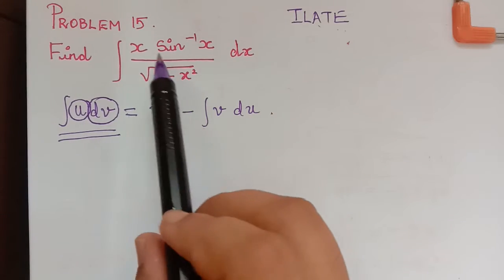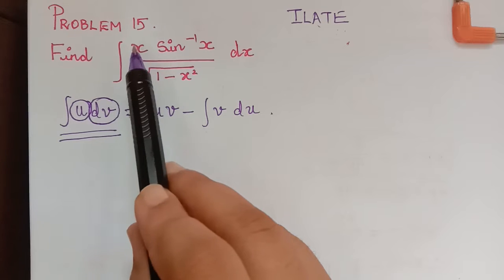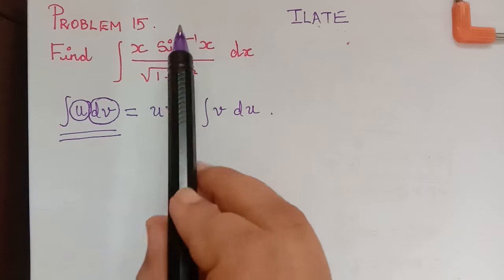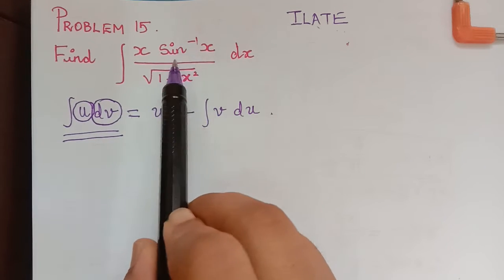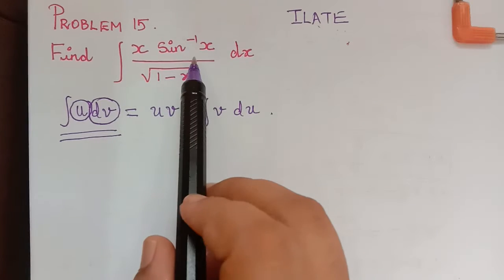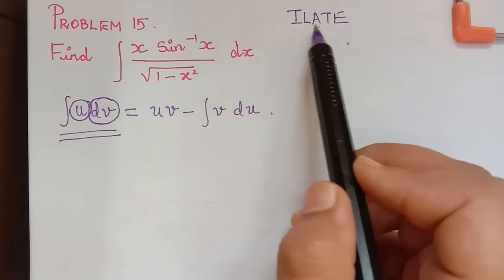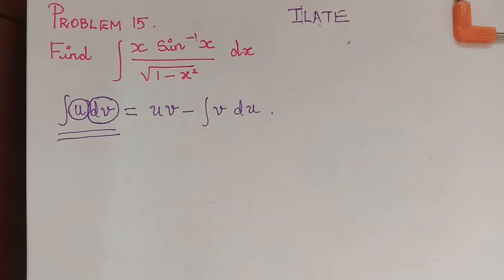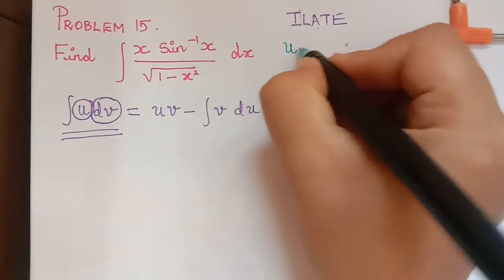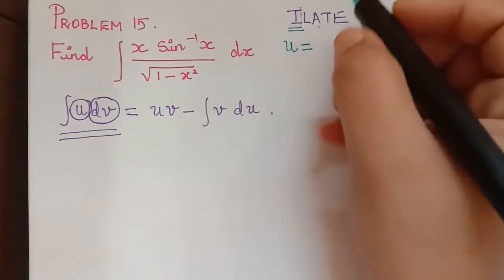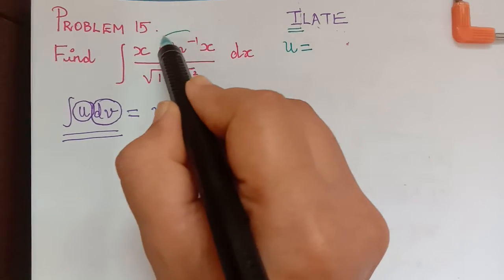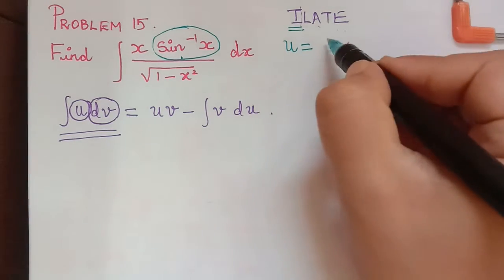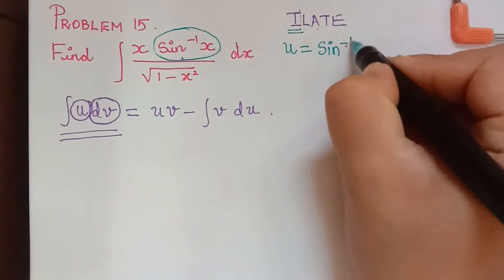So now the given functions here are algebraic, that is this x and square root of 1 minus x squared, all this is algebraic, and sine inverse of x is an inverse function. So now how to make the choice of u? U should be chosen in this order. So if you see, first we have the inverse function. So the choice of u will be the inverse function first. So what is the inverse function here? This sine inverse of x is the only inverse function that we have here. So u is equal to sine inverse of x.